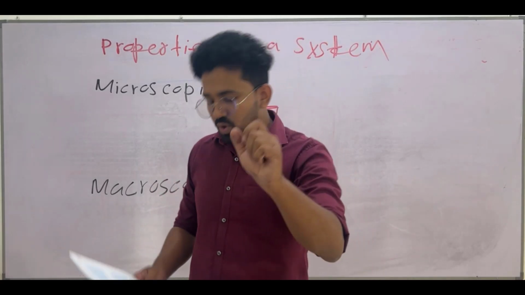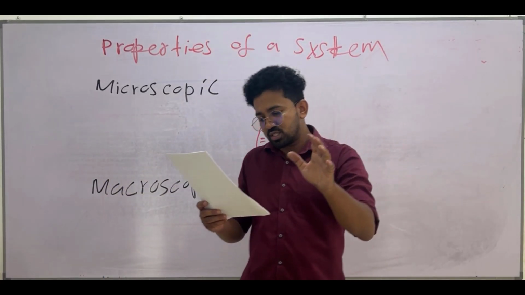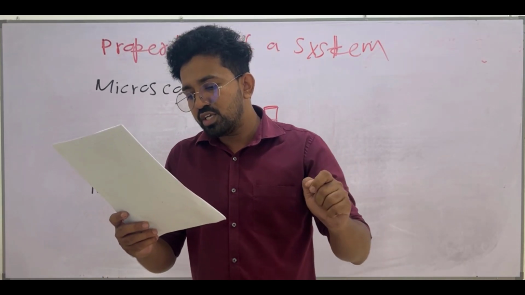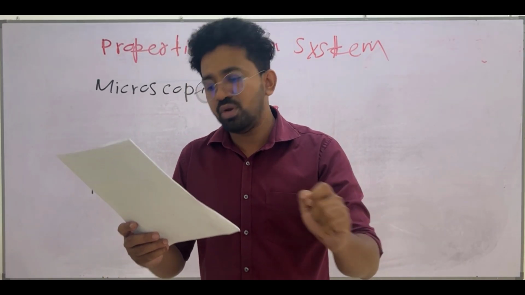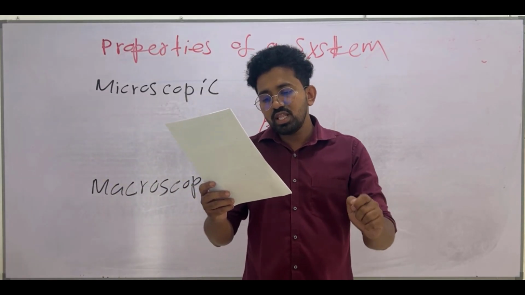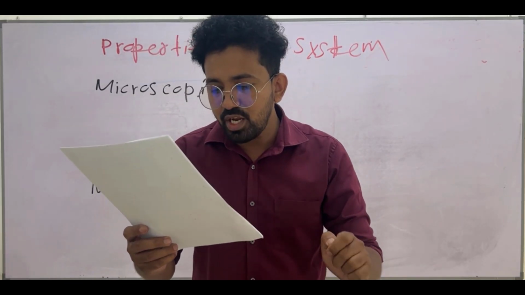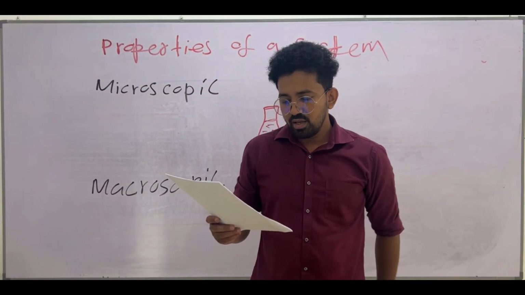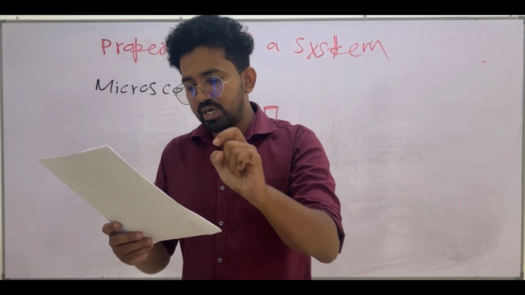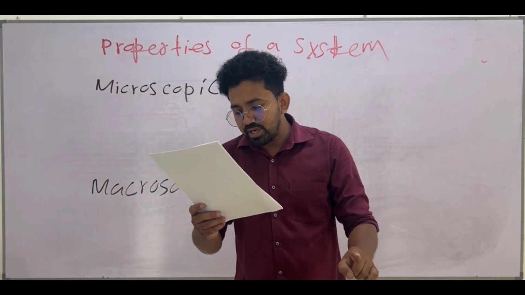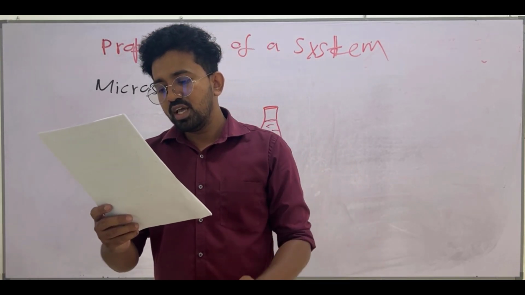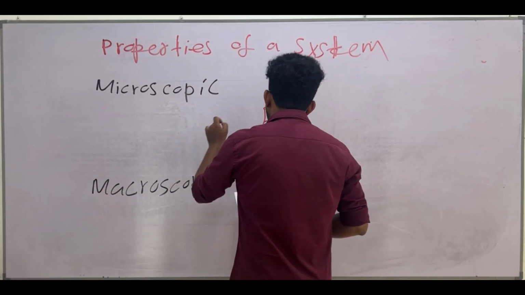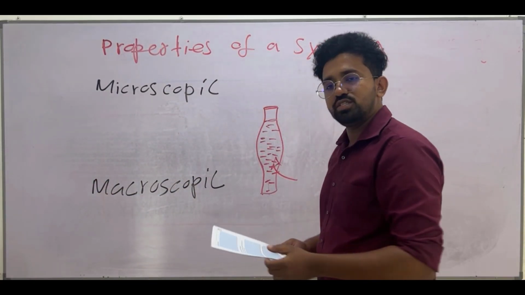So let's go to the note. The microscopic properties of a system are related to very small things like atoms or molecules. We cannot see them directly. Examples are the speed or energy of molecules. But the macroscopic properties are the properties we can measure directly and observe, like temperature, pressure, volume, color, and likewise things.